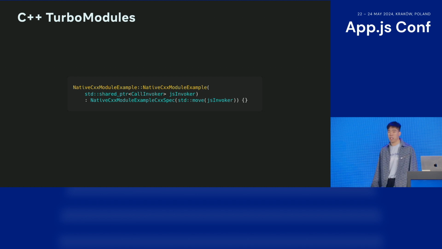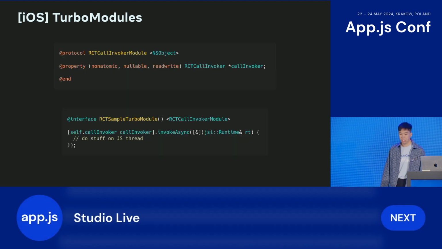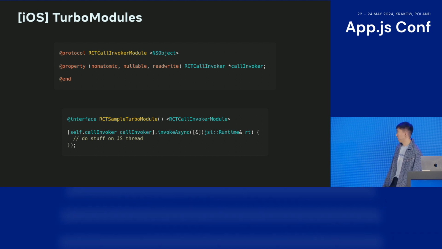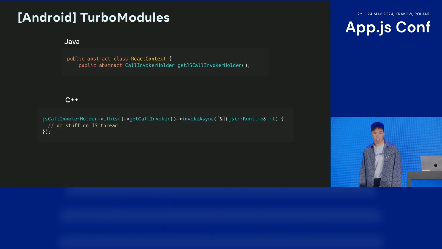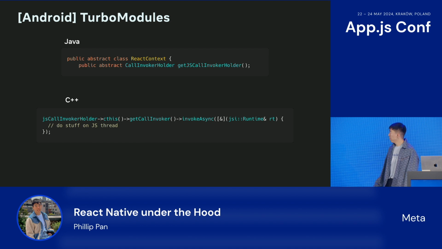It's always passed as a dependency to the module. In iOS, we provide a protocol called RCTCallInvokerModule. After conforming to this protocol, the native module infrastructure will decorate your native module with a property to access the runtime. On Android, we've made the call invoker available through the React context, which is injected to native modules and native components. Again, this must be passed down to a C++ layer via JNI to actually invoke the underlying logic.